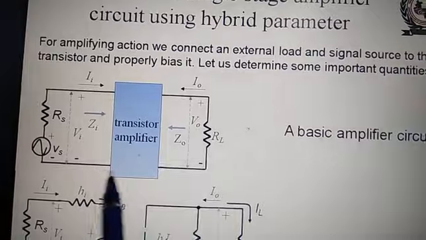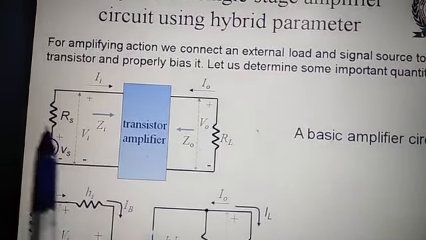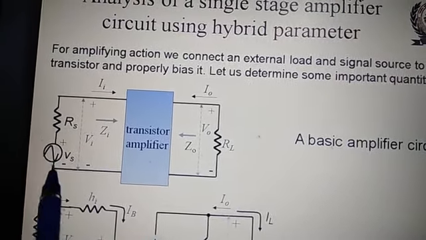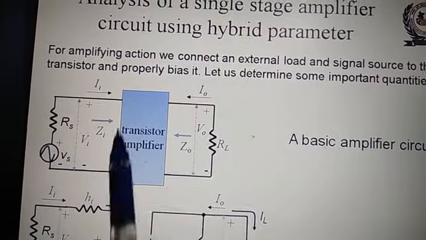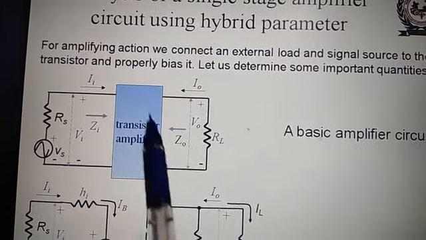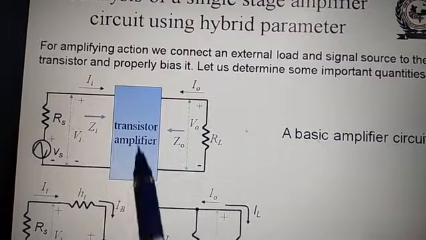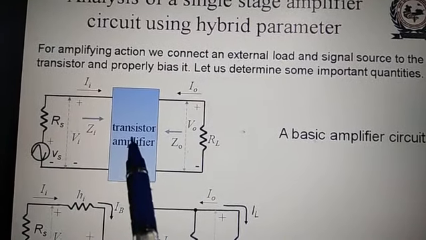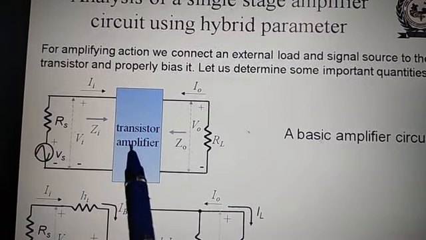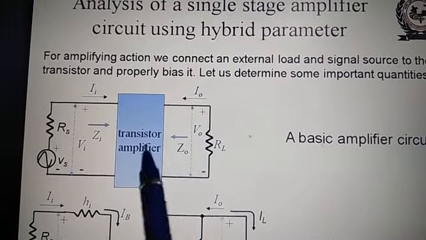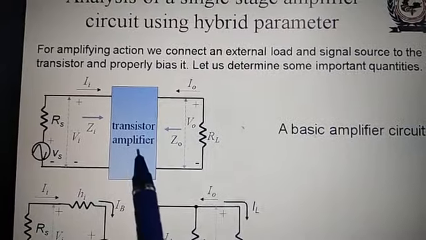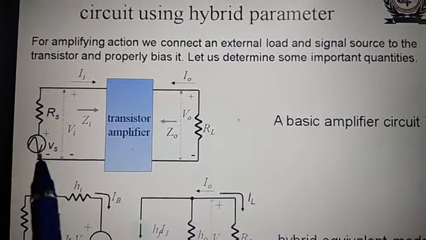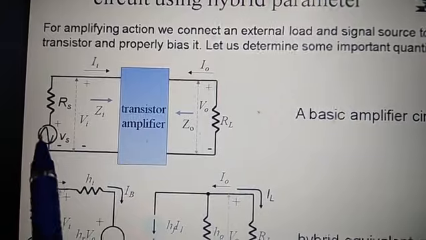Here, this is the transistor amplifier, this is the source resistance and source voltage, and here the load resistance, which is to be connected externally. And this transistor is now replaced by the low frequency H parameter model. Then we will analyze and calculate the various parameters like current gain, voltage gain, input impedance, output impedance of this transistor. In terms of low frequency, we will apply the low frequency signal over here.